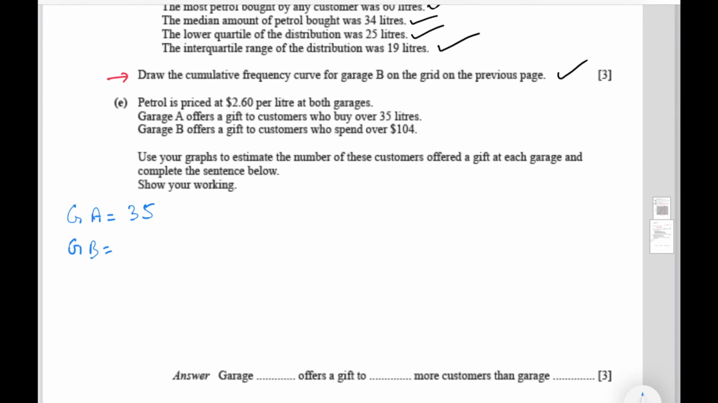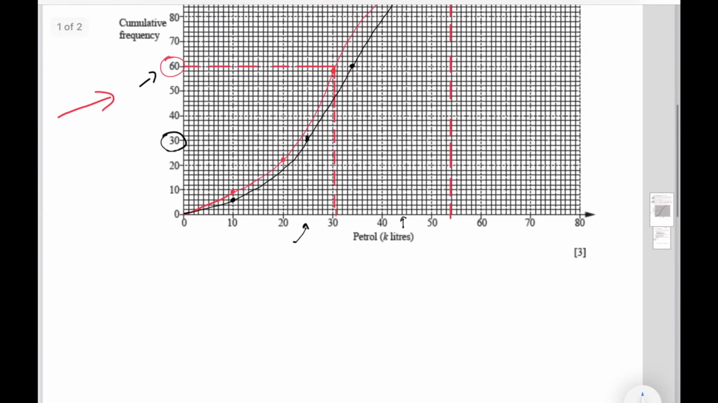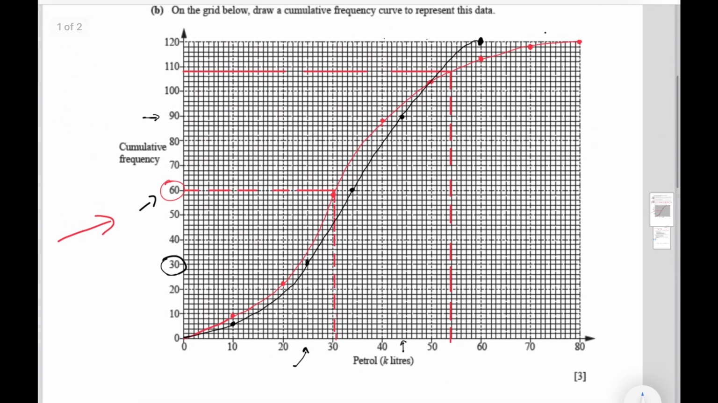Okay. The price of petrol is $2.6. If you divide 104 by 2.6, you'll get the number of liters. So 104 divided by 2.6, this gives us 40 liters. Okay, 35 liters and 40 liters. The next thing that you do is actually you draw vertical lines at 35 and 40.